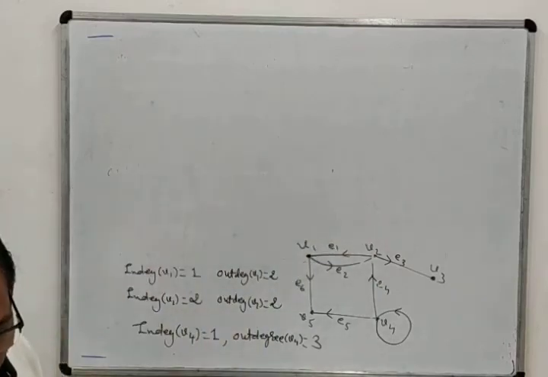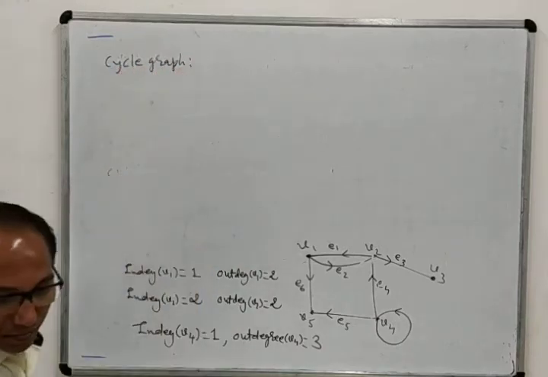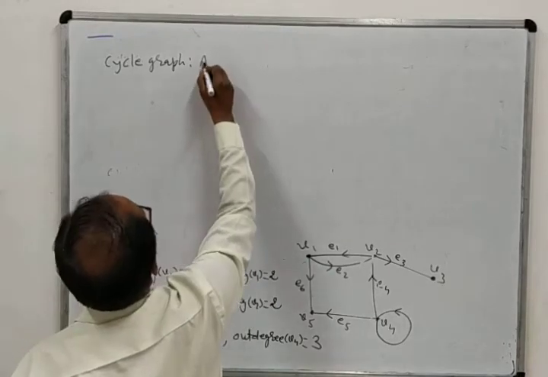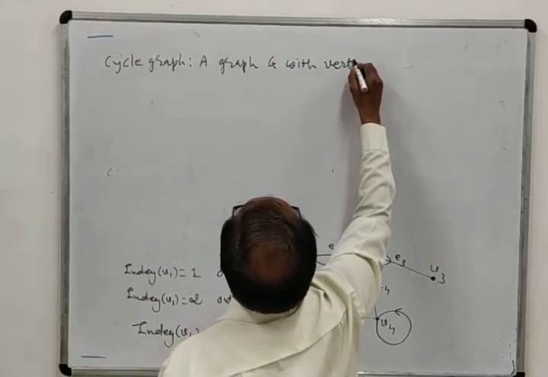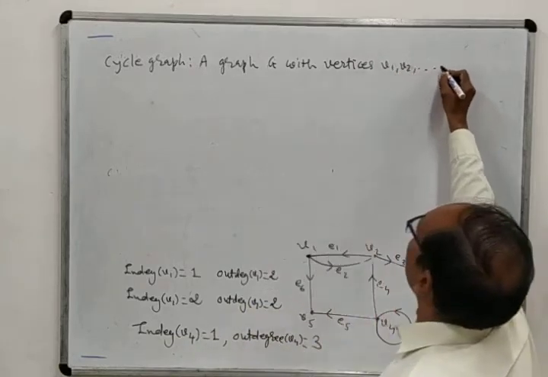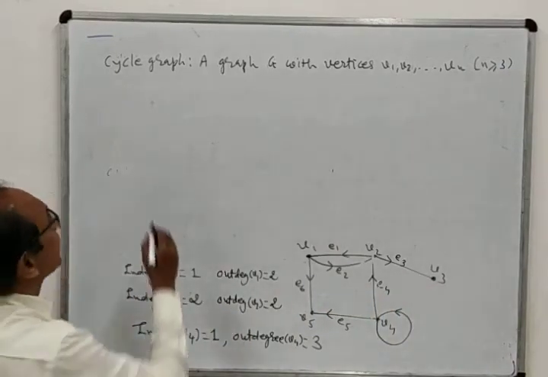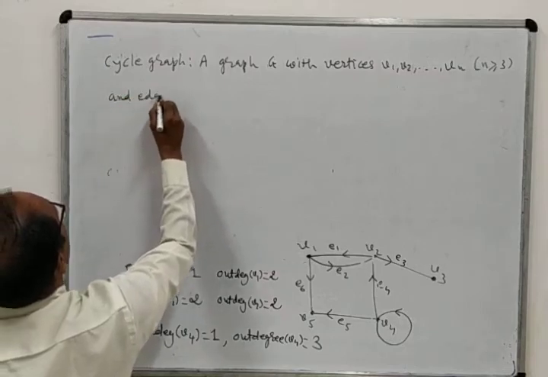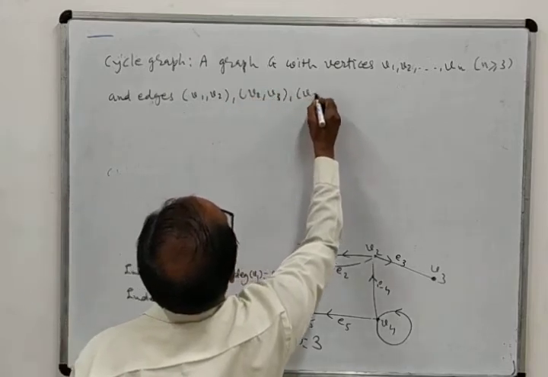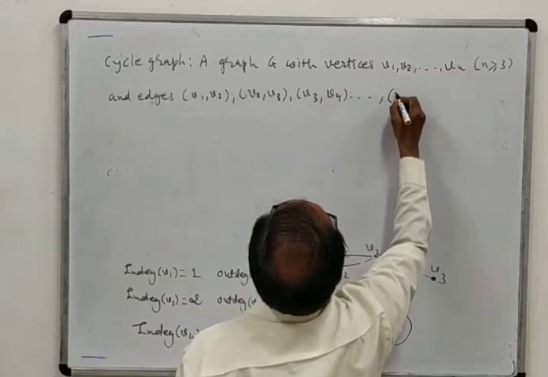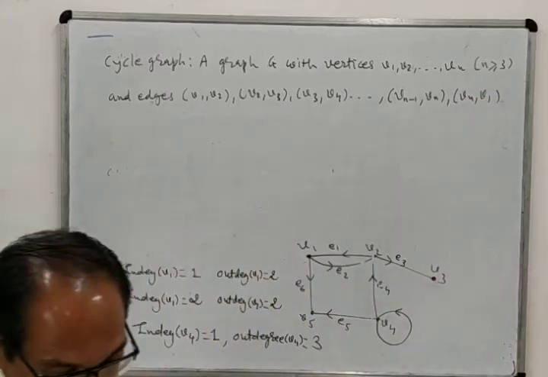Next definition, let us see the cycle graph. A cycle graph has the definition: a graph G with vertices V1, V2, up to Vn, where n is greater than or equal to 3, which I will explain to you now, and edges V1V2, V2V3, V3V4, up to Vn minus 1 Vn and Vn V1, is called a cycle graph.